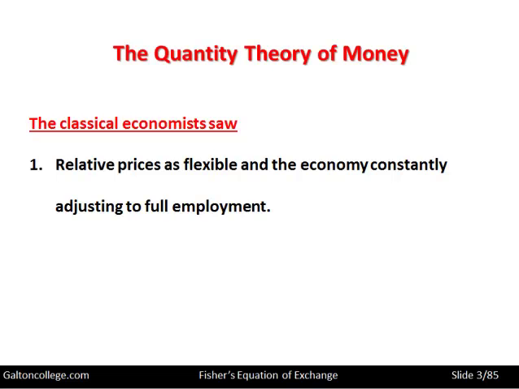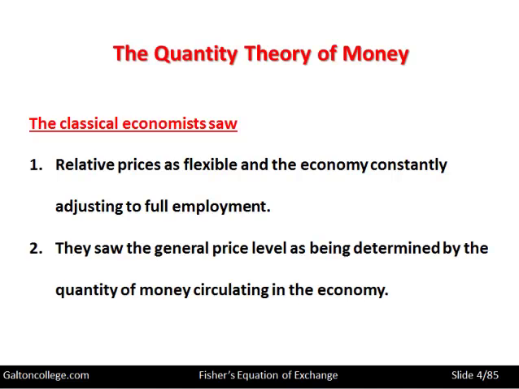As far as we're concerned in this class, we're going to simply say the classical view saw relative prices as flexible and the economy constantly adjusting to full employment. That's the classical view. Prices are all flexible and the economy is moving towards full employment as a consequence. They saw the general price level as being determined by the quantity of money circulating in the economy. So the general price level was a function of the amount of money circulating in the economy. But relative prices, one against the other, were down to individual markets adjusting, the price in some markets rising, in some markets falling. But the general price level was determined by the amount of money in the economy.